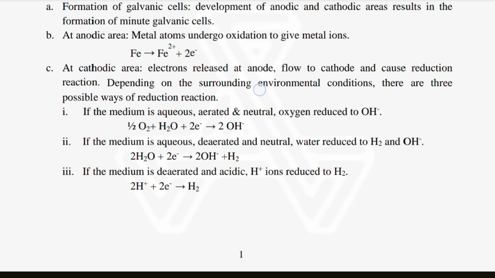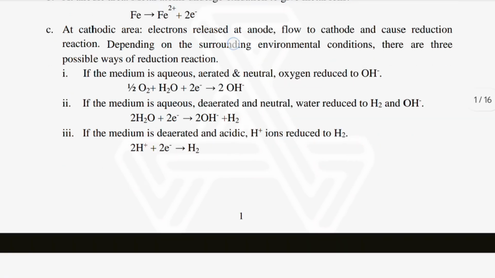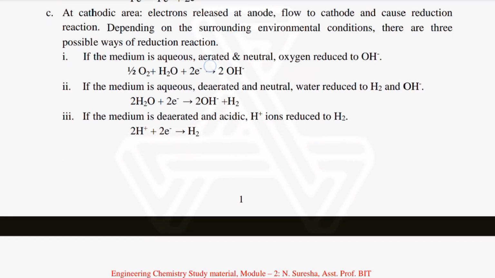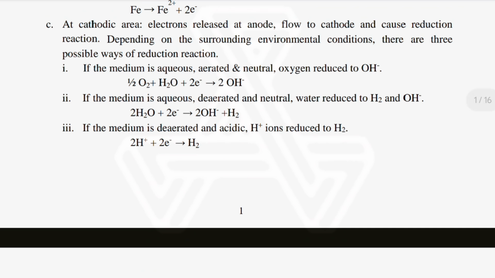Depending on the surrounding environment conditions, there are three possible ways of reduction reaction. If the medium is aqueous, aerated and neutral, oxygen is reduced to OH minus: 1/2 O2 + H2O + 2e- gives 2OH-. Aqueous means H2O will be there, and aerated means O2 will be there.